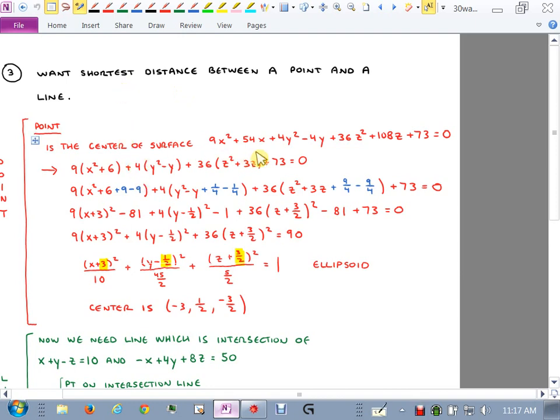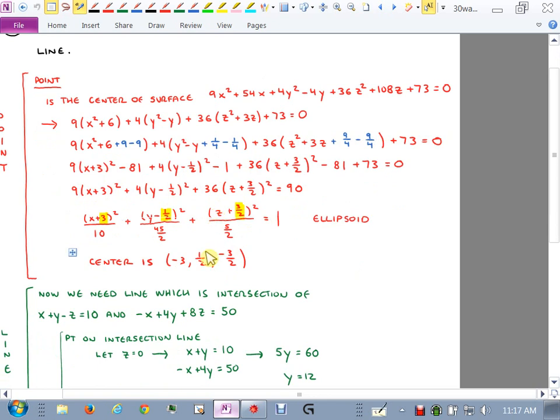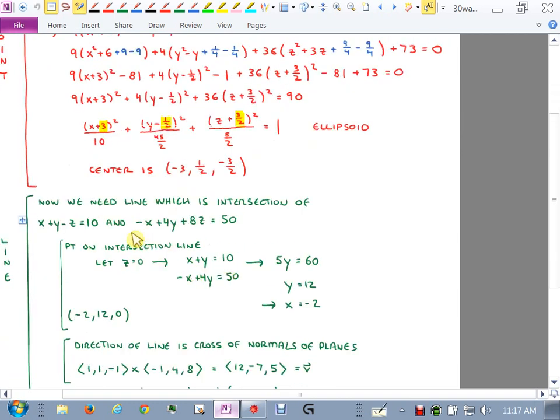So here's my quadratic surface. I complete the square. I get negative 3 1/2, negative 3 halves. That's the center. Okay, so I have a point sitting in space. Quadratic surface doesn't play any other role in this problem at all. It's gone. Forget it. You just have a point. Now you need the line of intersection of two planes. Well, when you have two planes, if you want to find that line of intersection, you first need a point on the line.